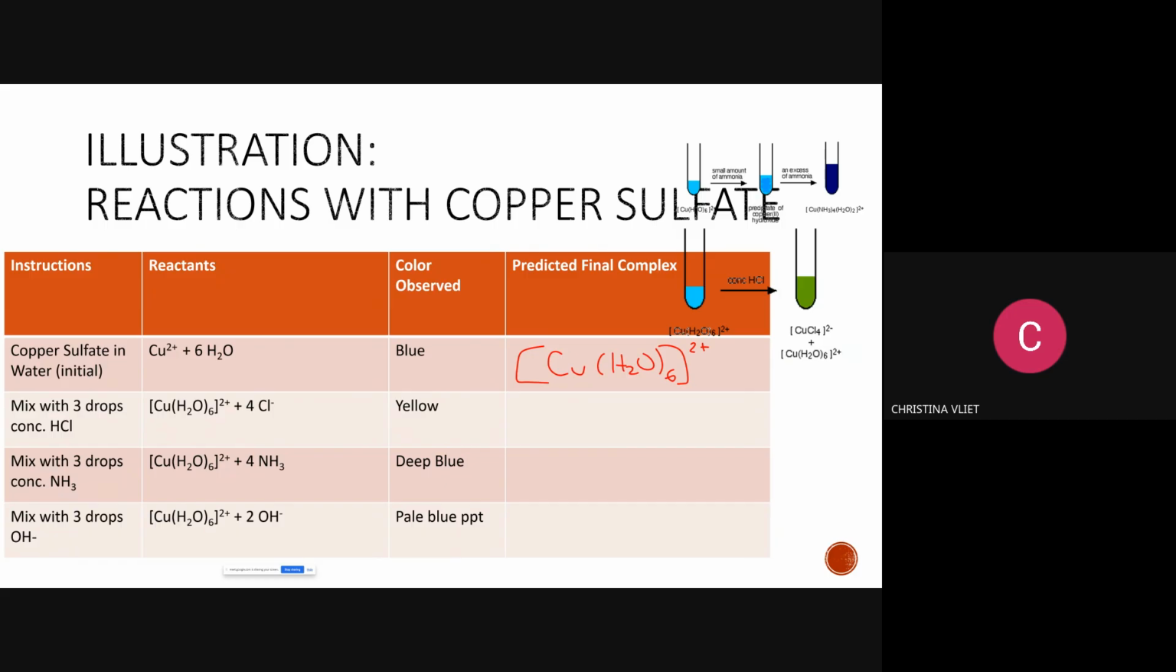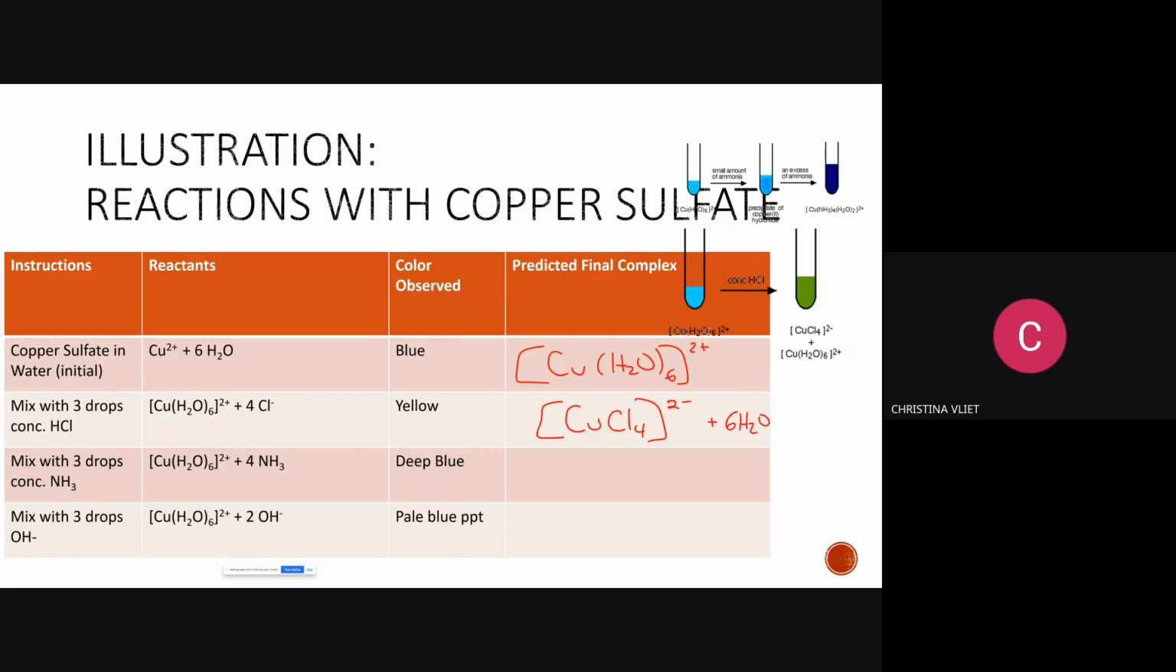So what do you get out of this? It's 4 chlorines, and this will always give you a tetrahedral complex. It's CuCl4 with what charge? What would be the charge now? It was 2+. I added 4 chlorines that are -1. So this is actually going to be 2-. But then where'd the waters go? You're supposed to write that they get kicked out. That's a substitution. Chlorine in, water out. Swap.